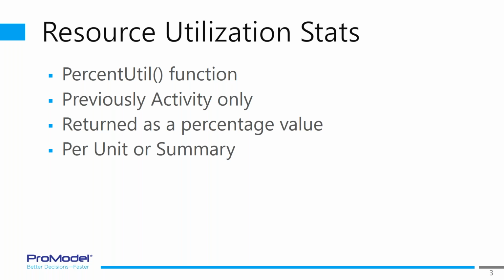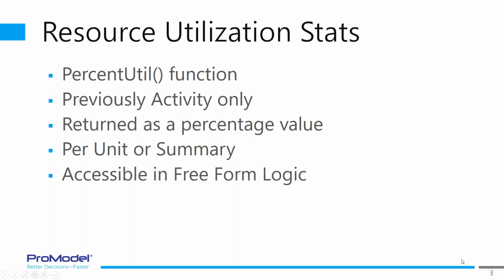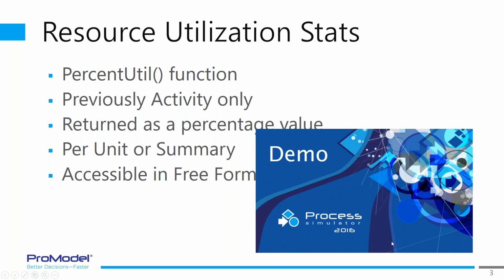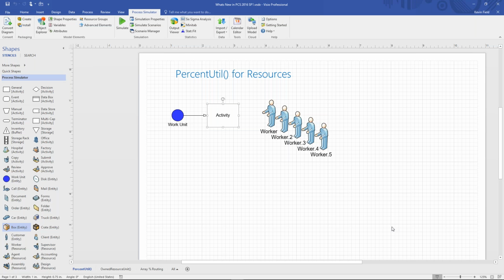Now that resource utilization can be captured by a specific unit if you want that information, or as a summary of all units. For example, if you have an operator with 10 units, you could get operator 5, or maybe just say operator and it gives you the summary of all 10 units. And this new function is accessible only in freeform logic, not in our builder logic. So let's move on over to Process Simulator, and we'll go through a quick demo on how this works.